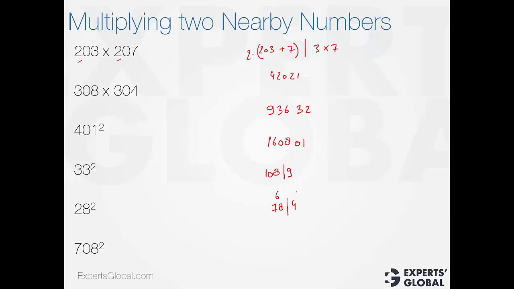716 into 7. So let's multiply 700 by 7. That's 4900. Remember 4900? And then 16 into 7 is 112. 4900 plus 112. That means 5012. And on the right side, you have 64. So 5012 and 64. So the value of 708 square would be 501264.